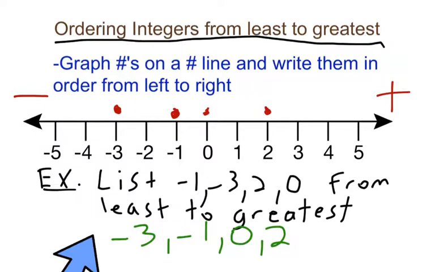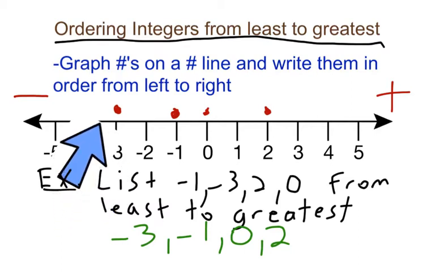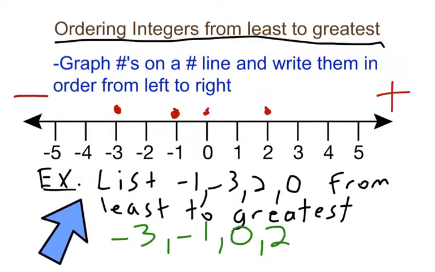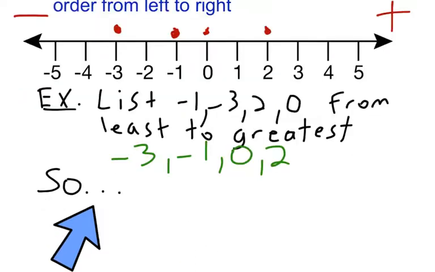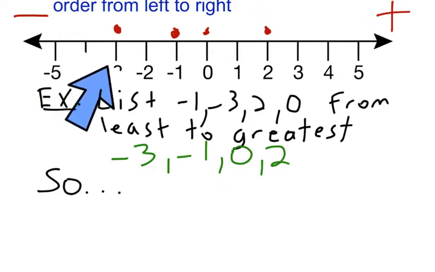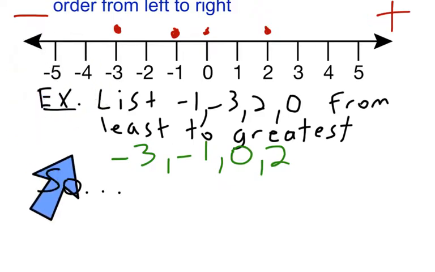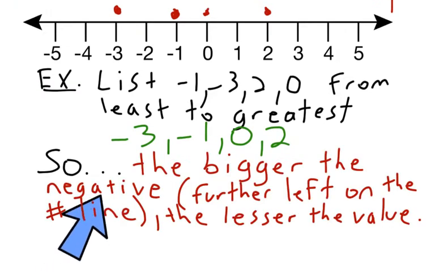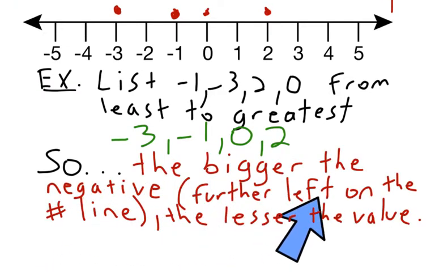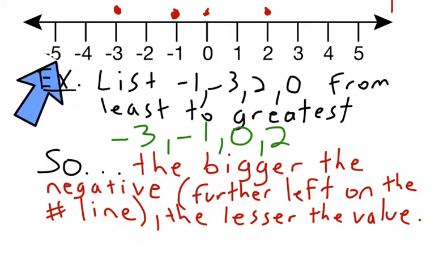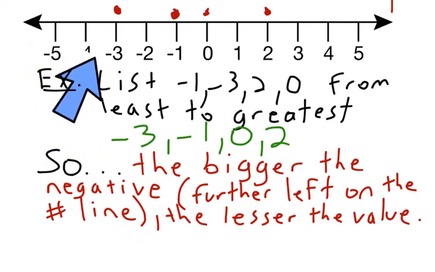And this gets a little trickier too when we deal with decimals. That's why you always want to go back to this number line anytime you get confused. For instance, -3.5 would be here, and that is actually less than -3. So what did we find out? That the bigger the negative is, the lesser the value. So the bigger the negative, also the further left on the number line, right? -5 is further left than -4. So it is lesser.